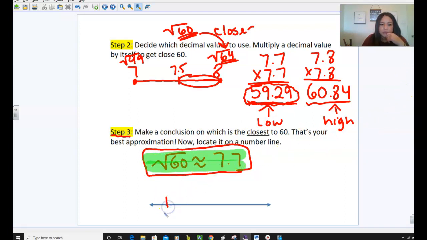So my number line I'm going to write down right here is 7. And I'm going to write right there an 8. Now remember, if this is right in the middle, 7.5, 7.7 should be closer to 8 than it is to 7. So maybe I'm going to put it about right there. That right there is going to be the square root of 60. That's how I place it on a number line. Okay, let's try one more example.